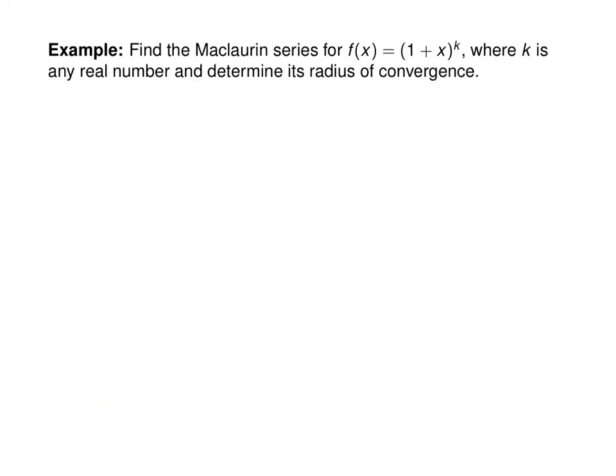The final function we're going to find a Maclaurin series for is 1 plus x to the power of k, where k is any real number. So first of all, notice f of x is equal to 1 plus x to the k power, and therefore f of 0 is 1.